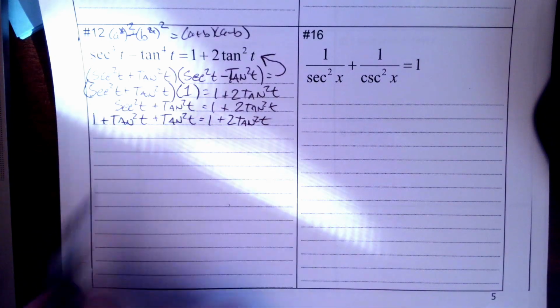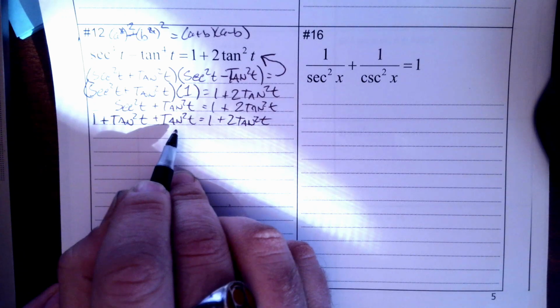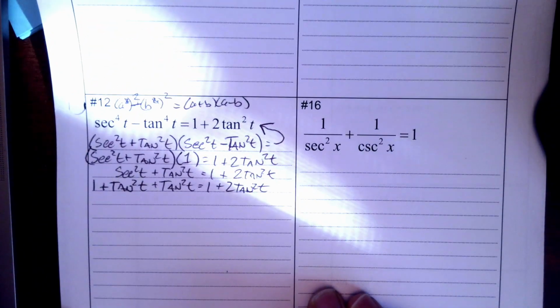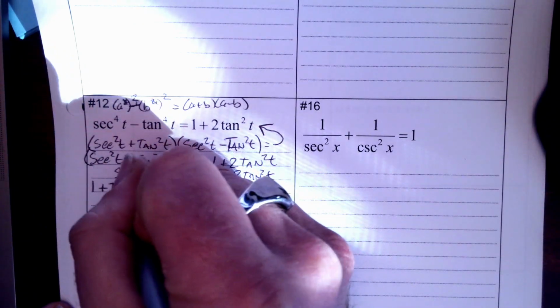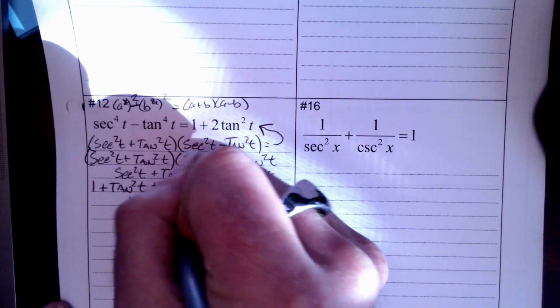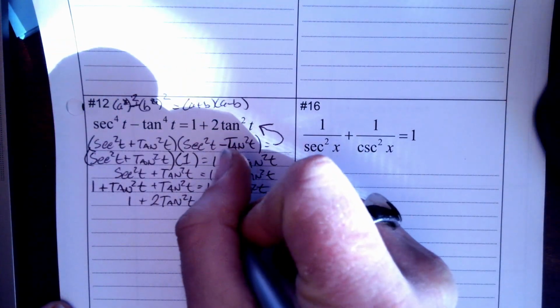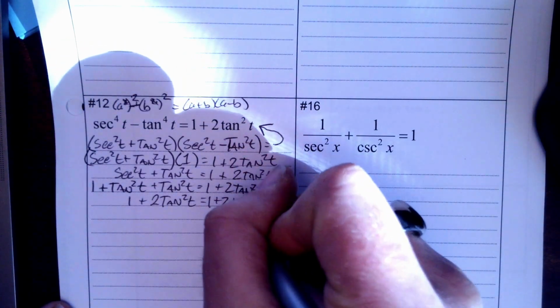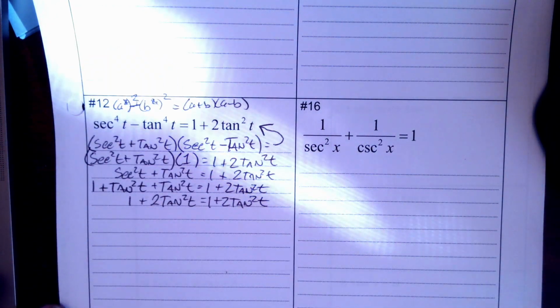And then we can simplify those. A tangent squared plus another tangent squared makes 2 of the same thing, 2 tangent squared. Sorry about the glare here. So we have that 1 plus 2 of the tangent squareds of t equals 1 plus 2 times this tangent squared of t, which is the same thing, so this is an identity.